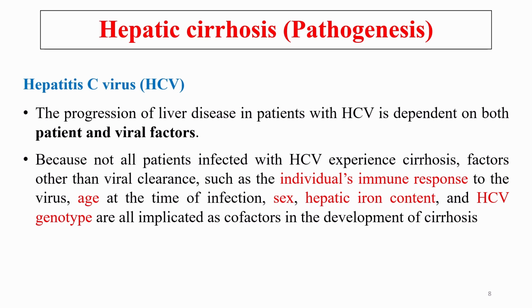Sex. Males tend to have faster progression than females. HCV genotype. Certain strains may be more aggressive. Hepatic iron levels. Iron overload can worsen oxidative stress and liver damage. These factors act together to determine whether HCV infection progresses to cirrhosis.